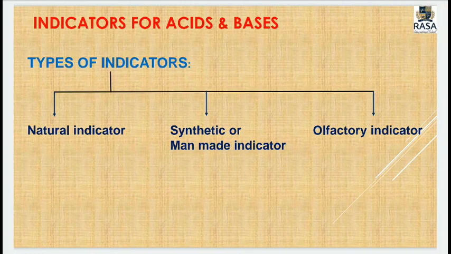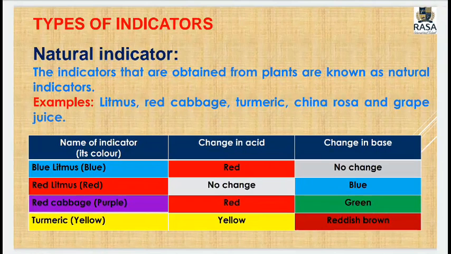Okay, so as the name suggests, a natural indicator means it is derived from nature, from plants. So the indicators that are obtained from plants are natural indicators. Examples of natural indicators are litmus paper, red cabbage, turmeric, China rose, and grape juice. So these are the examples of natural indicators. Many more are there. Okay, so these we study today.